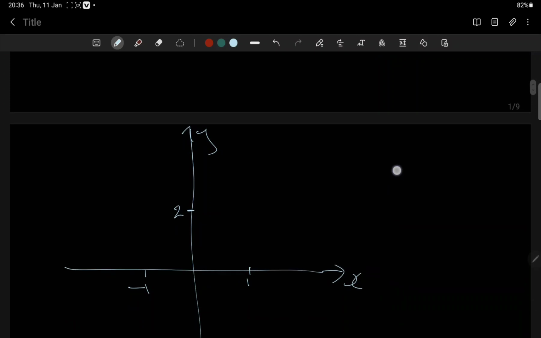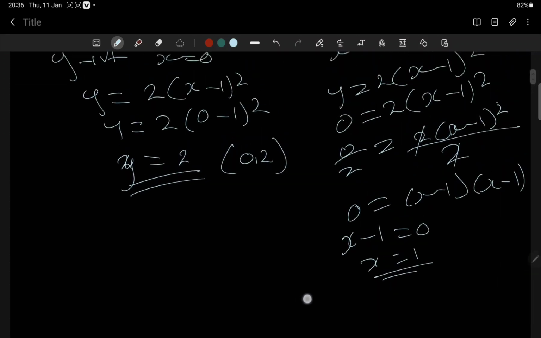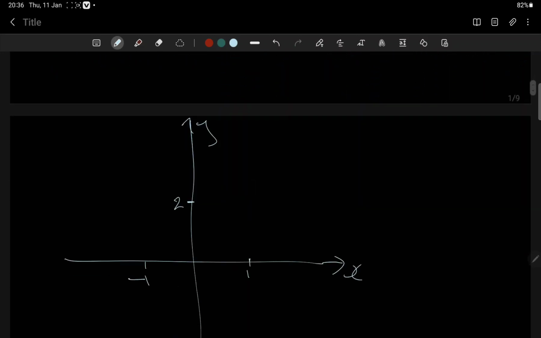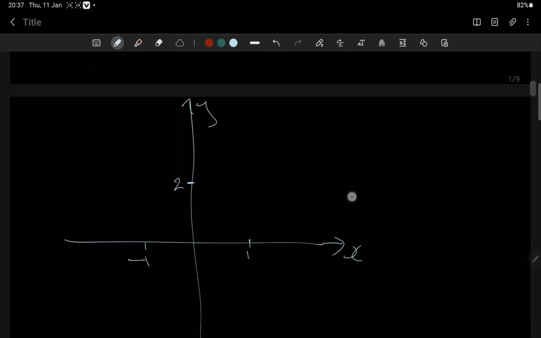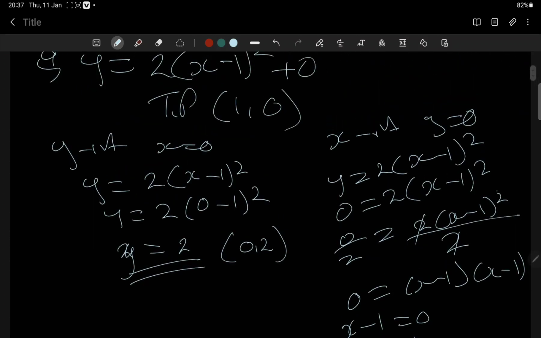Now let's plot the graph. This is where x equals 1, the point where it touches the x-axis, and our turning point is (1, 0). So this graph looks something like this, a little bit of a fish shape, but this point is where it touches 1, then goes there. This is your function y equals 2 into (x minus 1) squared.